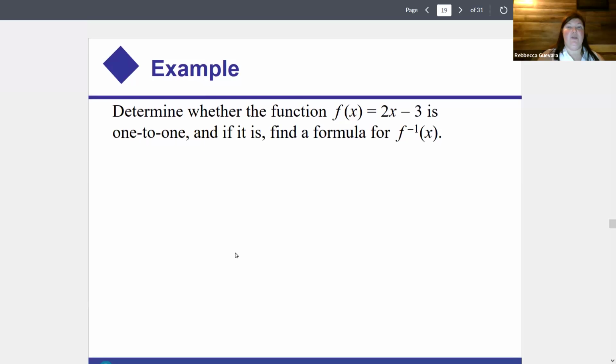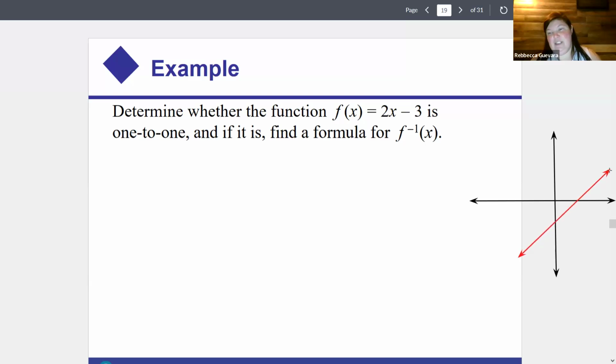So as an example, we want to determine whether this function 2x minus 3 is one-to-one. So I'll make a quick sketch of what it should look like. We know it's going to have an intercept here at -3. It's got a positive slope, so it should be increasing. It's basically a linear equation. It's going to look like this. Actually, it's even steeper than that. Looks like this, maybe.